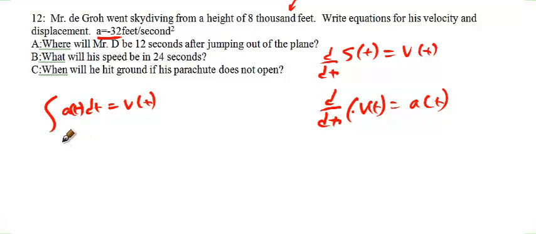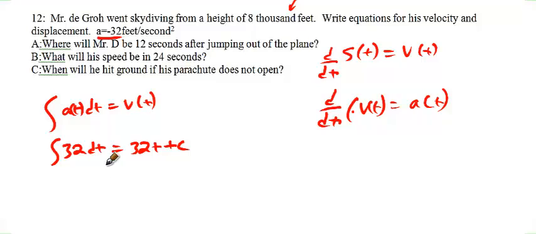Okay, so let's see what we get. We'll take the antiderivative, 32. And you notice I'm using t instead of x. These things are going to be in terms of t. So this is a constant, so the antiderivative of a constant is the constant times t plus some sort of c.